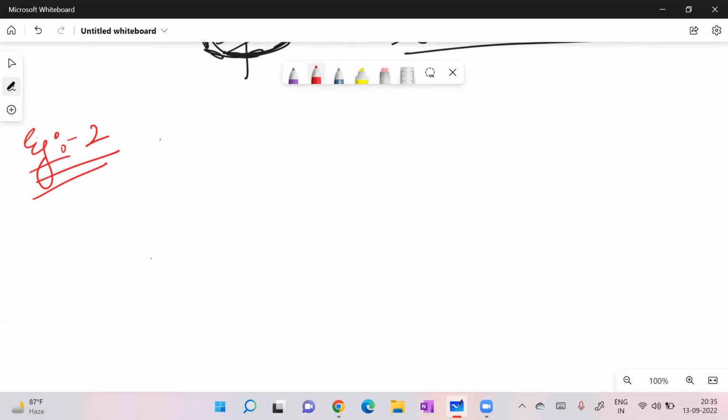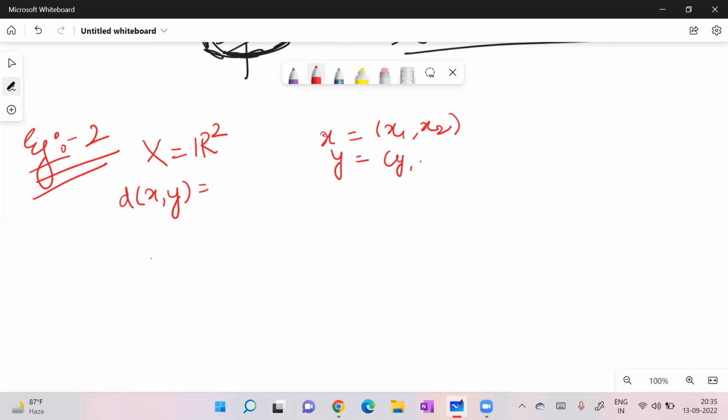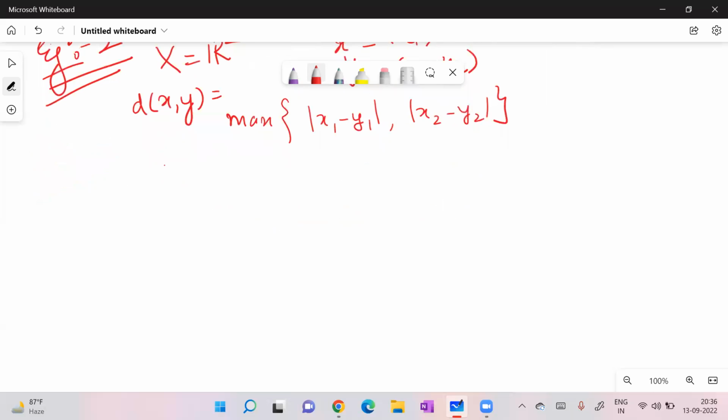So we have X as R square. Again, here we define the metric d(x, y), where x is (x1, x2) and y is (y1, y2). So d(x, y) is the maximum of |x1 minus y1| and |x2 minus y2|. We are defining the metric like this. So again the same steps.